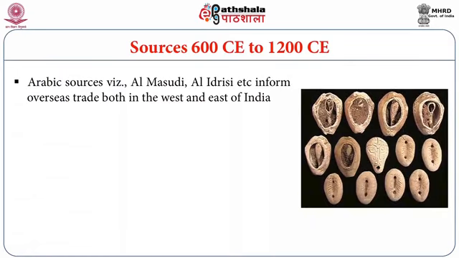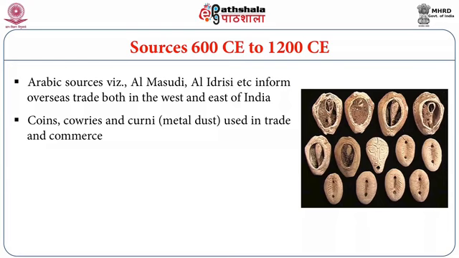So it was also used by the early Indians in this phase, to which we get references from different sources. Let us see the other part. Arabic sources, al-Masudi, al-Idrisi, etc., inform about overseas trade both in the west and east of India. Coins, cowries, churni, metal dust were used in trade and commerce.